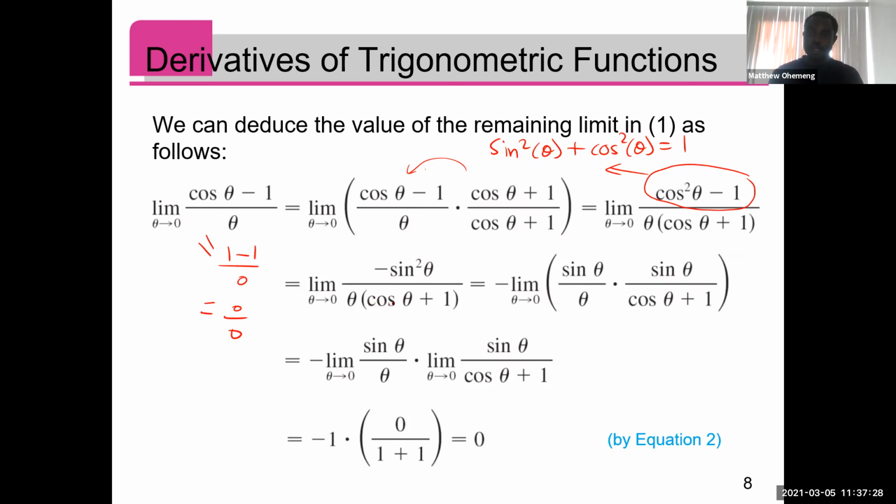The denominator is still repeated. Now, when you get here, don't forget that sine squared of theta is the same as sine theta times sine theta. So we can break this piece out. First factor out the negative, and then break this out into sine theta over theta. If you factor out the negative, you have the negative out here, and then you have sine theta all over theta times cosine theta plus 1. So you give each of these sines to one piece of the denominator. That's how you have sine theta over theta, times sine theta over cos theta plus 1.